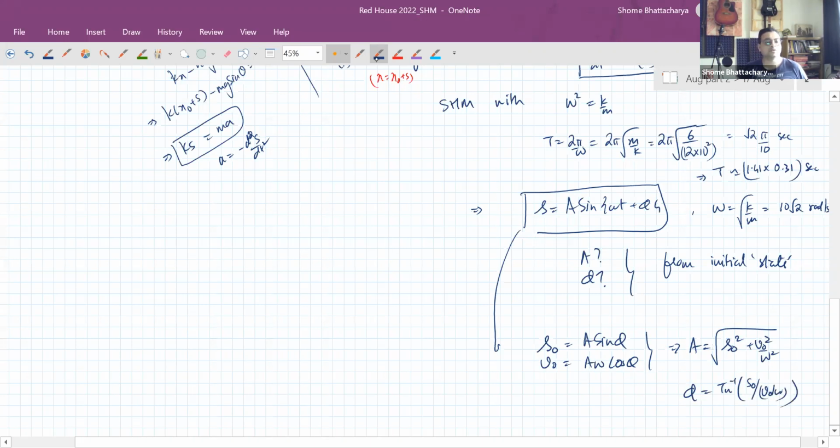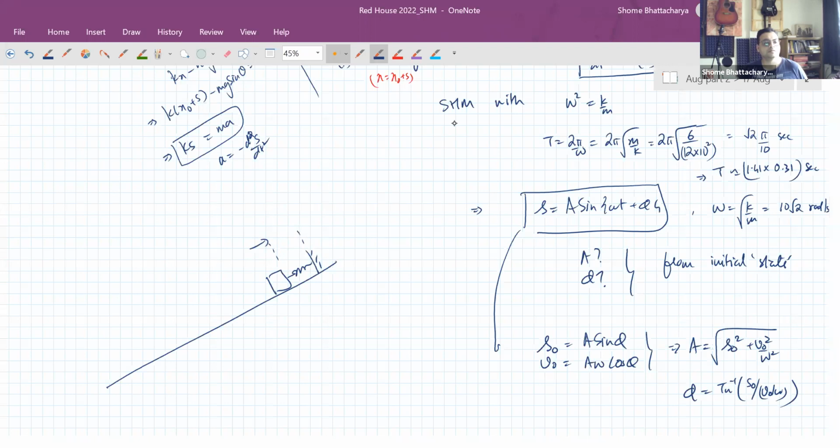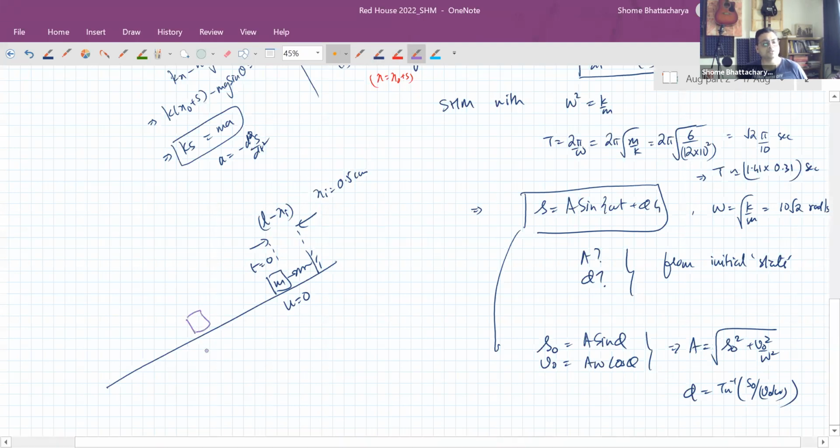Okay. So now see what is the condition given to us initially. Initially, the spring is actually compressed by 0.5 centimeters. So at t equal to 0, the block is being released from rest, but with the spring at a state of L minus x initial, where x initial was 0.5 centimeters. And compared to this, where is our equilibrium state? This is our equilibrium state.